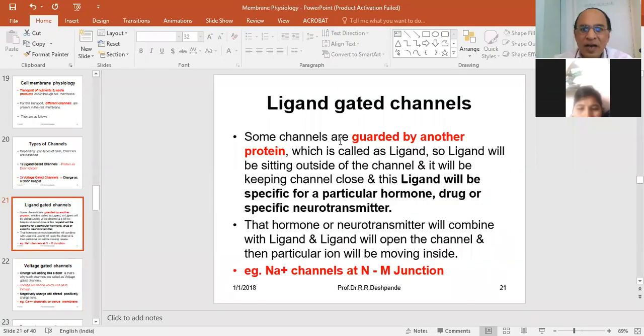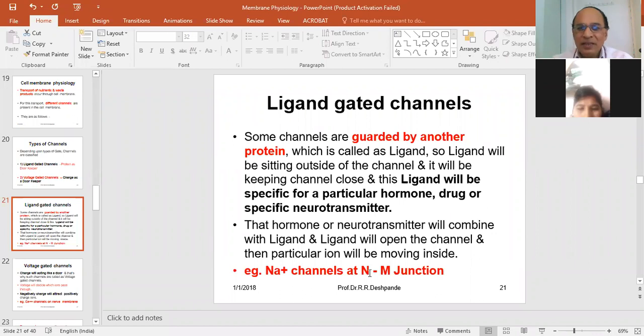Some channels are guarded by another protein which is called a ligand. So the ligand will be sitting outside the channel and will be keeping the channel closed like a doorkeeper. Ligand will be specific for a particular hormone, drug, medicine or specific neurotransmitter. This protein will allow only specific hormones, medicines, and neurotransmitters. That hormone or neurotransmitter will combine with the protein, that is the ligand, and the ligand will then open the channel and then the particular ion will move inside.